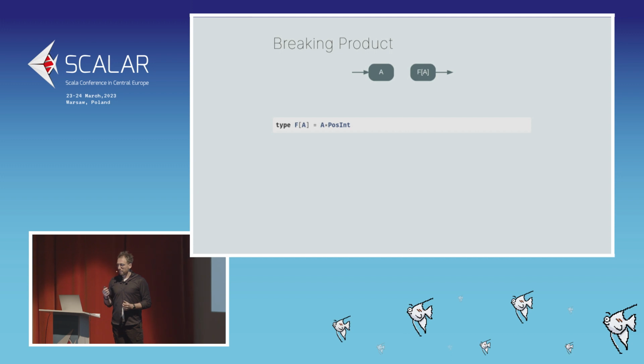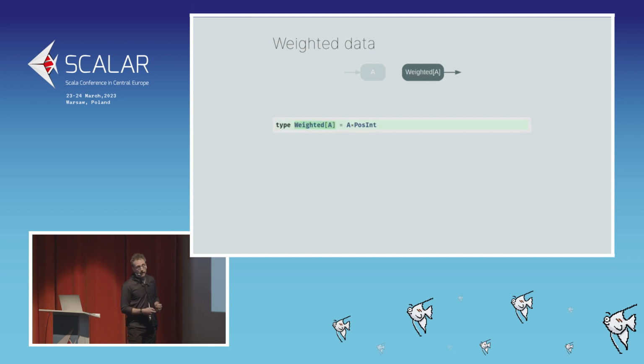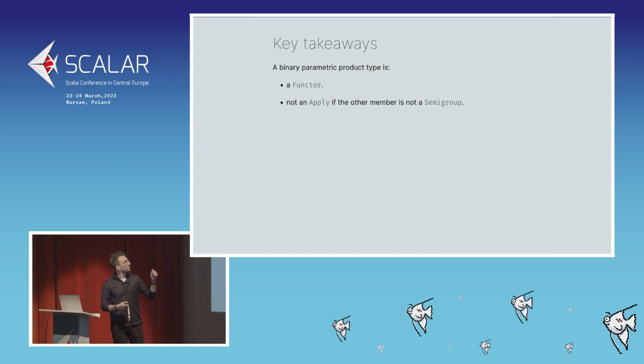And as before, we're going to give that a name. It's the association of some value and its weight. So we're going to call that weighted. And weighted is our counterexample, our thing that is an apply but not an applicative. Which is the one more bit of information that we've just learned. A product is not an applicative if the other member, if the x, is not a monoid.